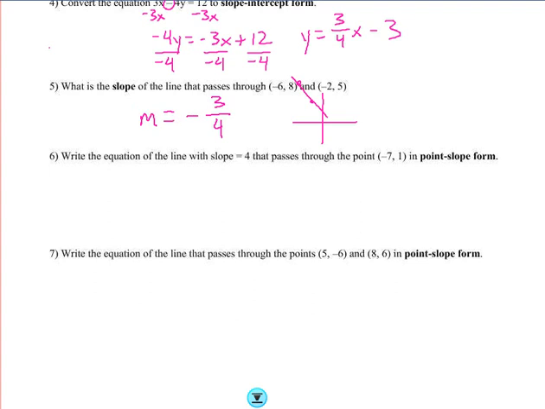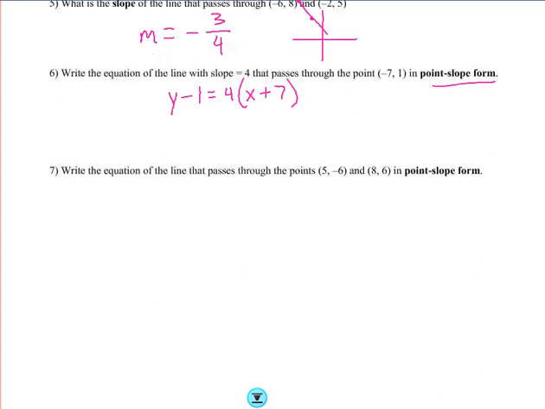Number 6 asks you to write the equation of the line with a slope of 4 that passes through the point negative 7, 1 in point-slope form. To do this, you just have to know point-slope form, which is y minus the y value equals the slope times x minus the x value. Here the x value is negative, so this is plus 7. And that's all you have to do, but you got to know point-slope form to do that.